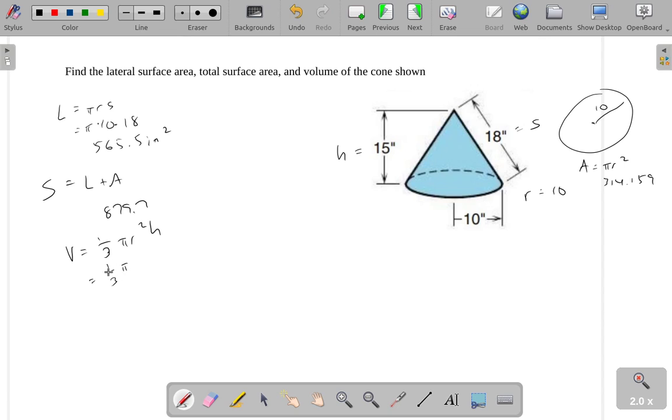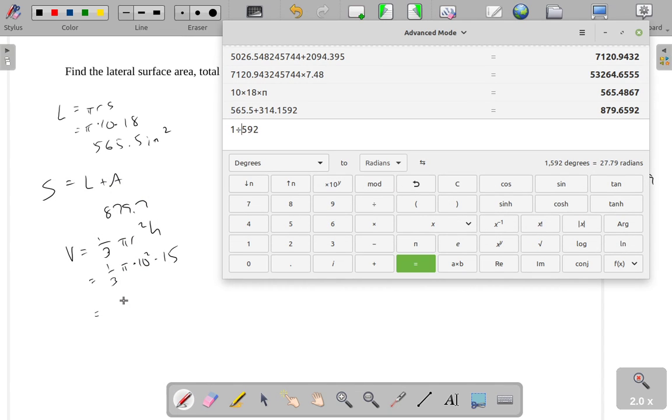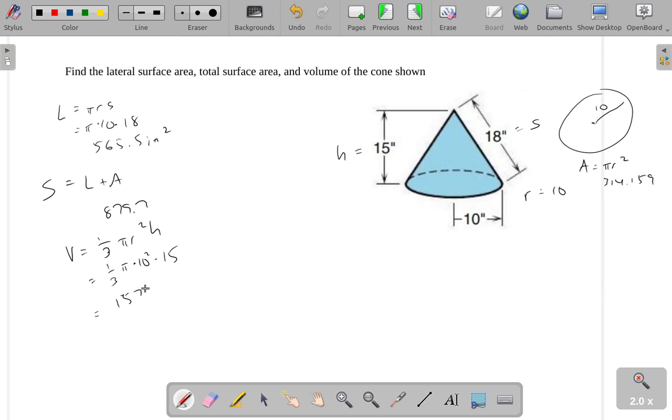So in any case, 1/3 pi r squared h, that's 1/3 times pi times 10 squared times the height of 15. So this gives us 1/3 times pi times 100, that's 10 squared, times 15, which gives us 1,570.8, I'll call it. And this would be measured in cubic inches since it's a volume.